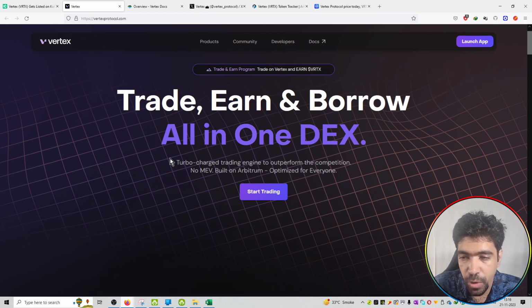Turbocharged trading engine to outperform the competition. No MEV, built on Arbitrum chain, optimized for everyone. So it is technically a token because it is not operating on its own blockchain. It is built on Arbitrum blockchain. ठीक है, यहाँ पे जाके आप ट्रेडिंग चालू कर सकते हैं. And this is the official website of vrtxprotocol.com.